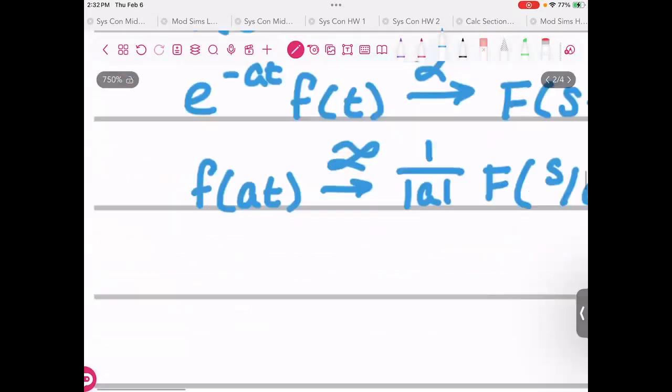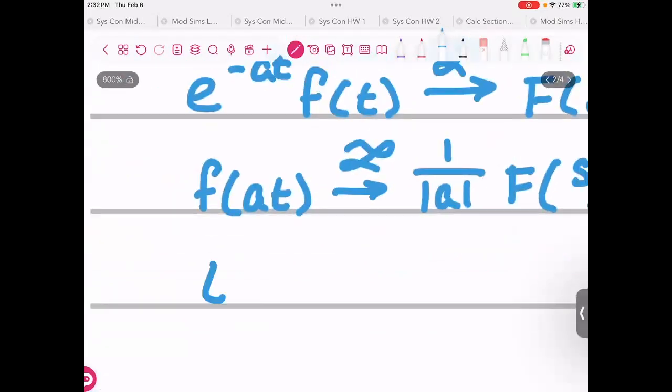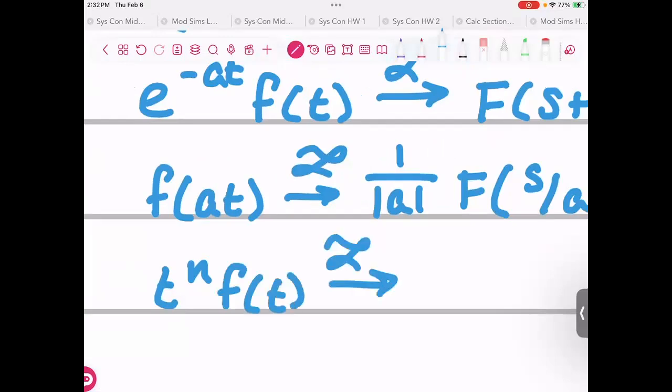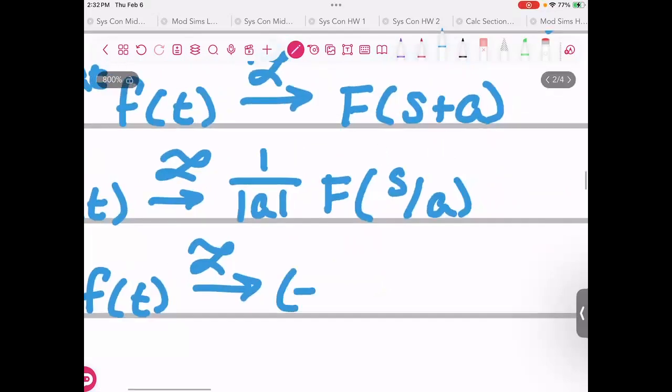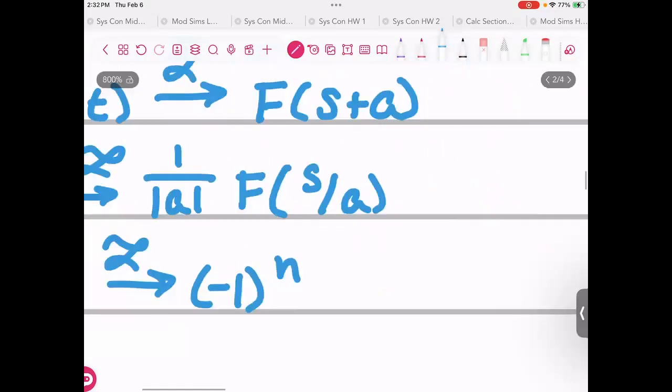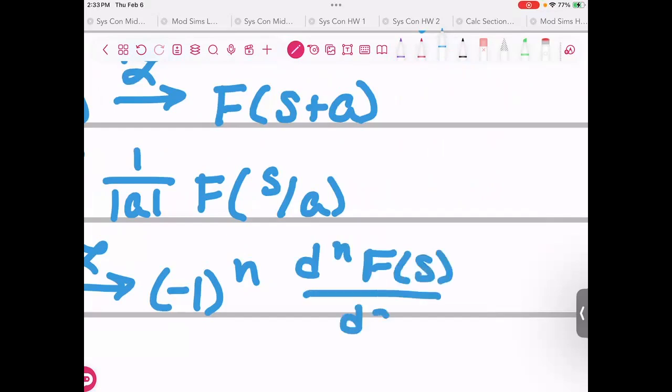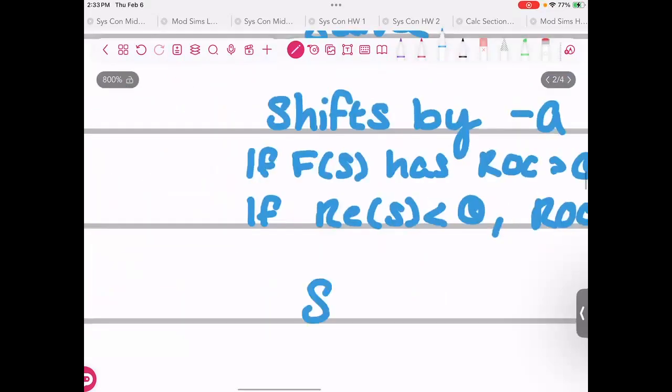The next property here is if you have a t to some exponent times f of t, you take the Laplace of that, it'll become negative 1 to that exponent times the nth derivative of your F of s. And the ROC does not change.